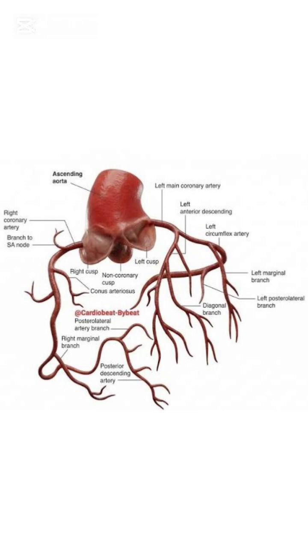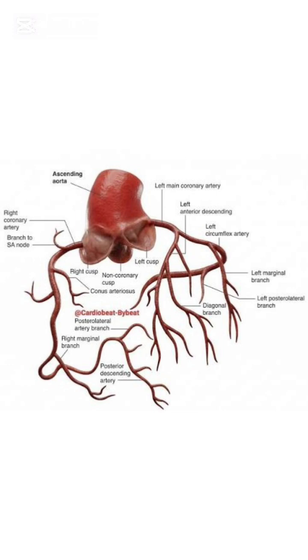The right coronary artery runs in the right atrioventricular groove and supplies the right atrium, most of the right ventricle, the inferior wall of the left ventricle, and the posterior one-third of the interventricular septum in most people. It commonly supplies the SA node and AV node.